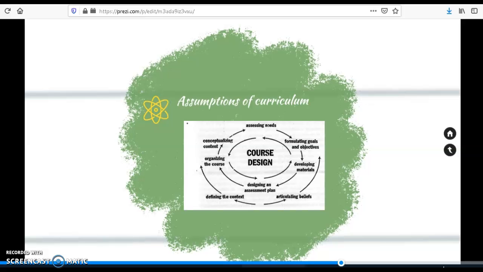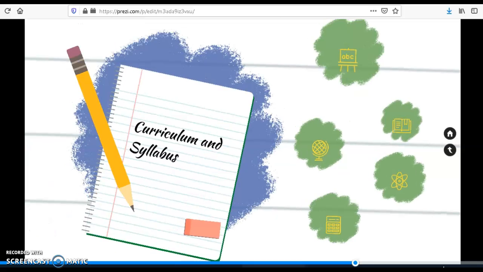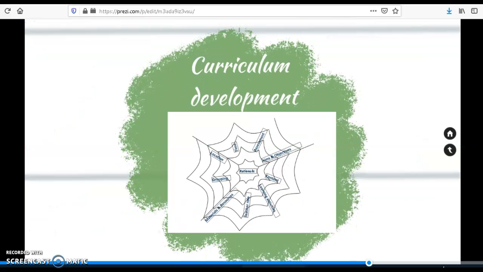organizing the course, conceptualizing content, assessing needs, formulating goals and objectives, developing materials, designing assessment, taking into account the context and the beliefs. It is a holistic process. Finally, we can say that language curriculum development is a set of features like assessment, aims and objectives, content, learning activities, teacher role, materials and resources, grouping, location, and time.